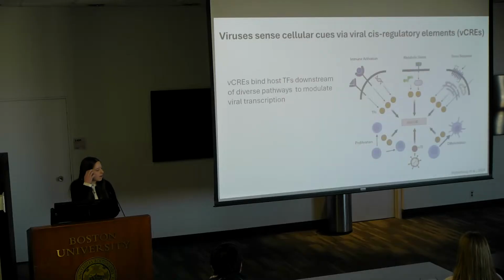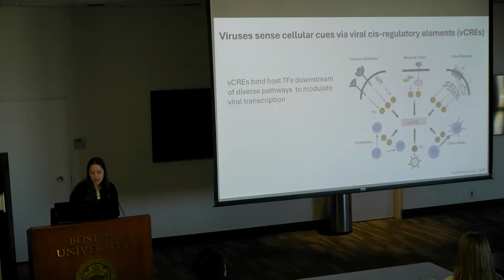Because viruses have a compact genome that is a lot more compact than human genomes, they cannot encode for all the protein sensors to detect all possible cell states that they might encounter in the course of an infection. So one way to overcome this limitation is the sensing of host transcription factors downstream of cellular signaling pathways through viral cis-regulatory elements, which I'm going to refer to as viral CREs from now on. Viral CREs are short stretches of DNA that modulate transcription.